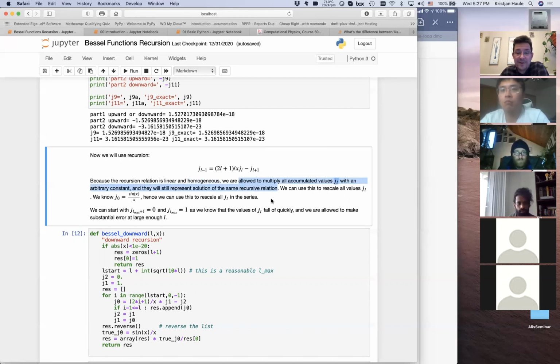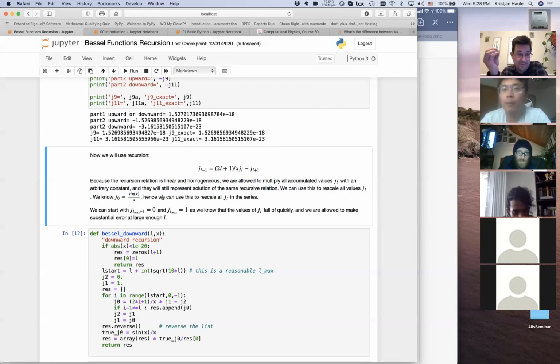Okay, so once you know this, it's kind of obvious that we can always calculate the entire series up to a constant. The series can be 100 times too big or 100 times too small or 1,000 times too big, doesn't matter. And then when we get to evaluate J_0, we just normalize the entire series in such a way that J_0 is correct. Okay, so the idea is very simple.